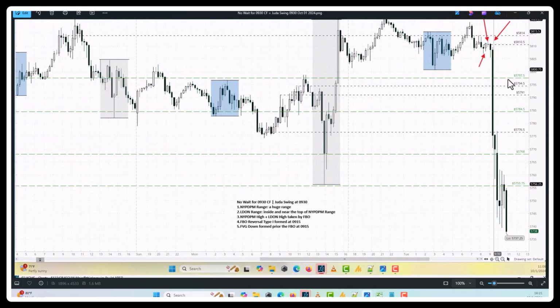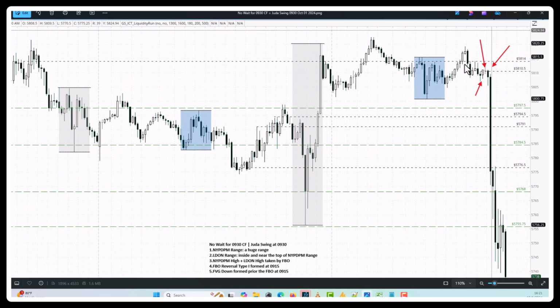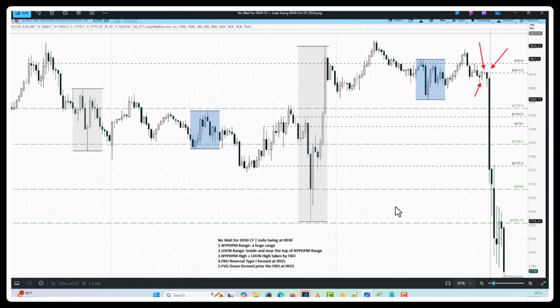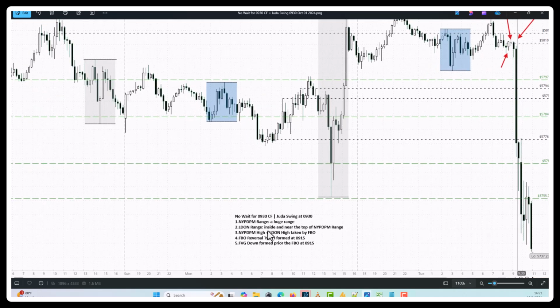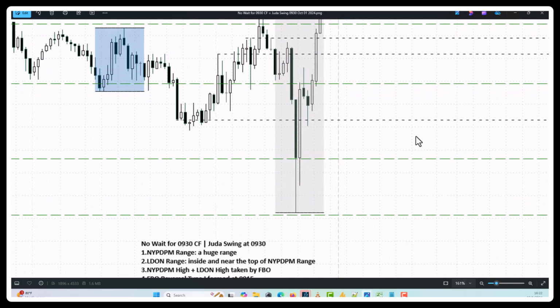So we don't have to worry that 9:30 is gonna retrace right here. No, it's gonna follow this downwards direction, because look at the detail right there. You see the London range is inside and near the top of the New York Friday PM range. And then the New York PM range high and the London high were taken. They were both taken by a 4 breakout.